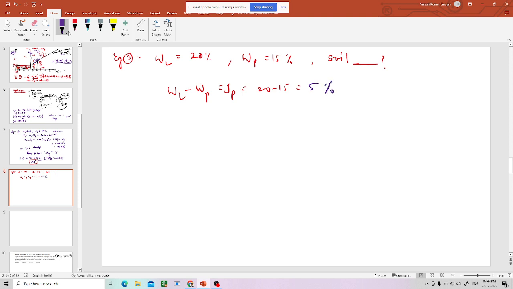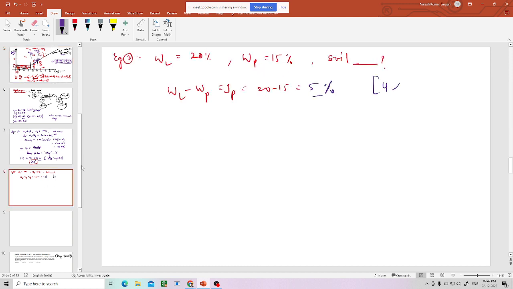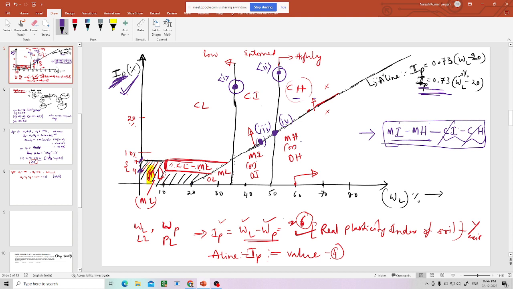Now, as it is 5%, is it less than 20? Sorry, that is not what we have to consider. We have to see this. It is falling between 4 and 7. WL is equal to 20, and the IP on the y-axis is falling in between 4 and 7. So if I go between 4 and 7, the 5 is there. So my soil is CL-ML.